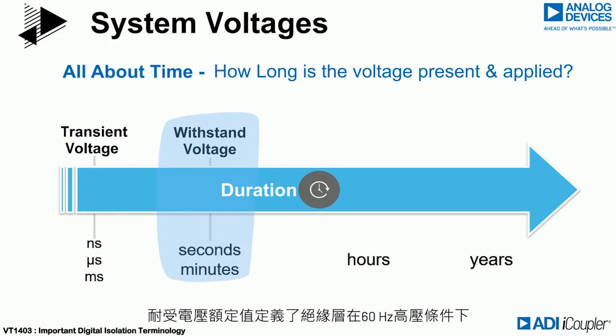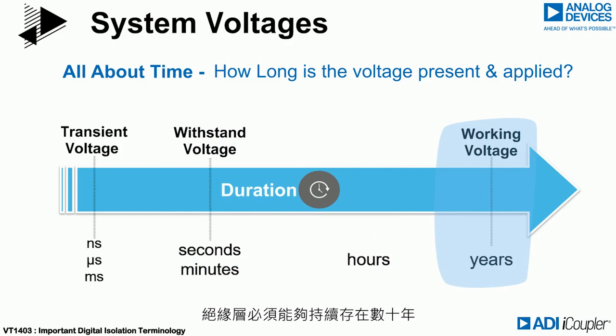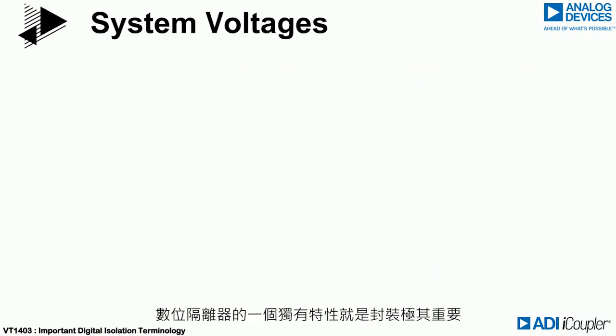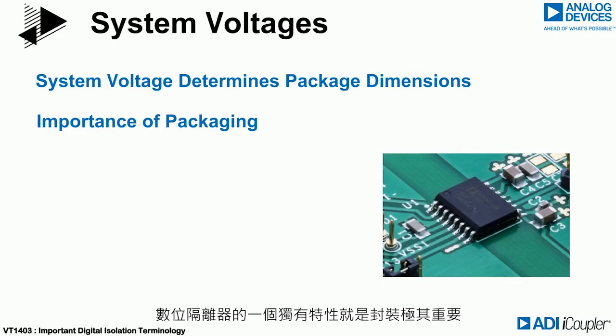The withstand voltage rating defines the ability of the insulation to survive at least 1 minute with a 60 Hz high-voltage sinusoid. At the extreme end of the timescale is the working voltage, in which the insulation must survive continuously for decades. A unique characteristic of digital isolators is that the packaging is very important, and in fact is an integral part of the device, much more than most semiconductors.